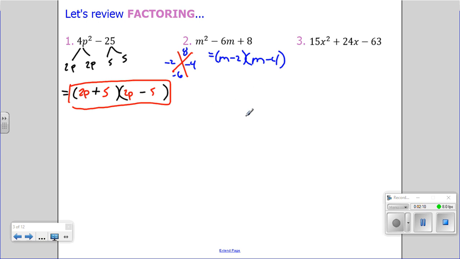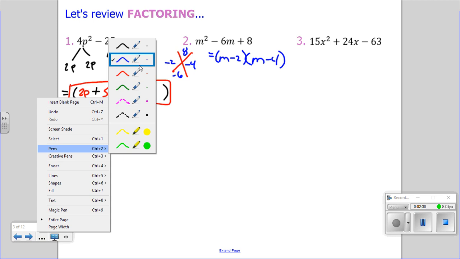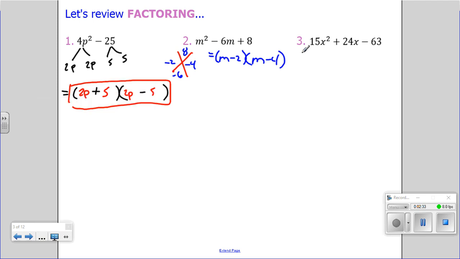For number 3, the first thing I notice across the trinomial is that 15, 24, and 63 all have a common factor of 3. So let's factor out 3 from all terms. 15 divided by 3 is going to give me 5x squared. 24 divided by 3 is going to give me an 8x. And 63 divided by 3 is going to be 21.